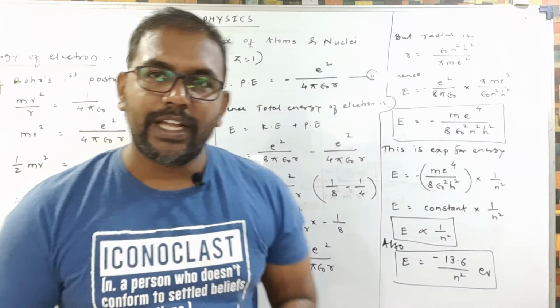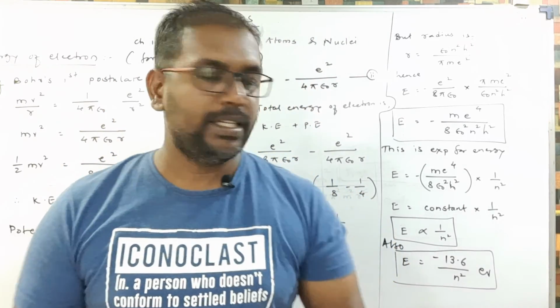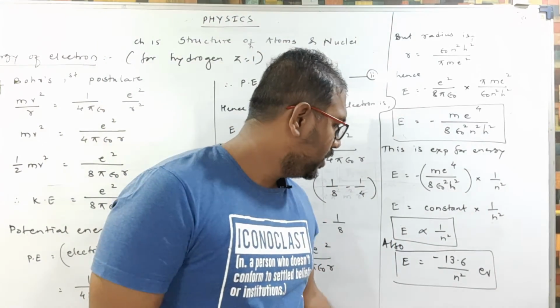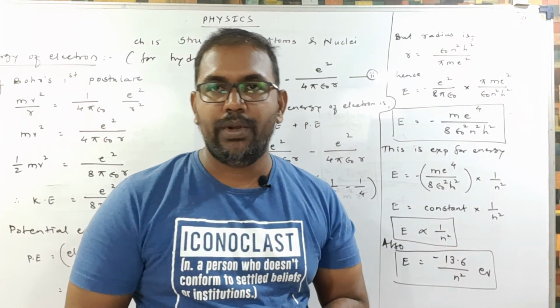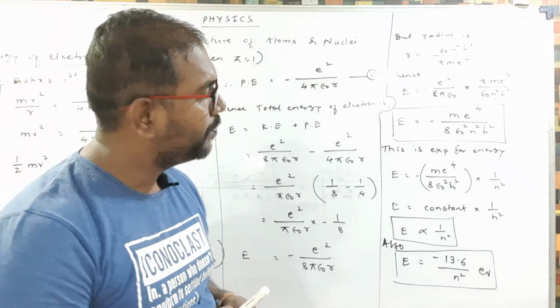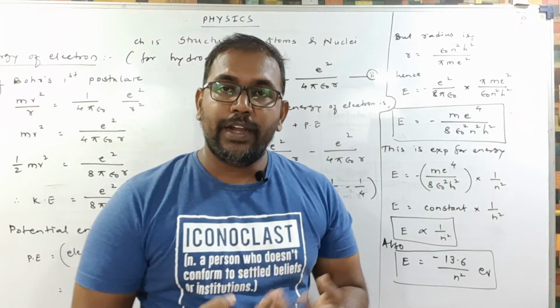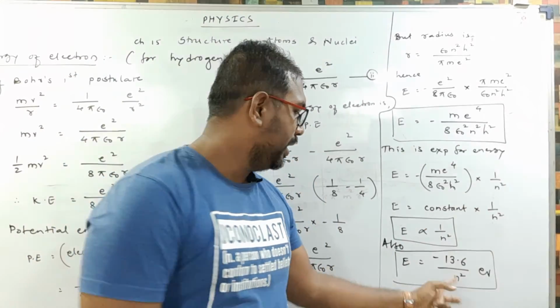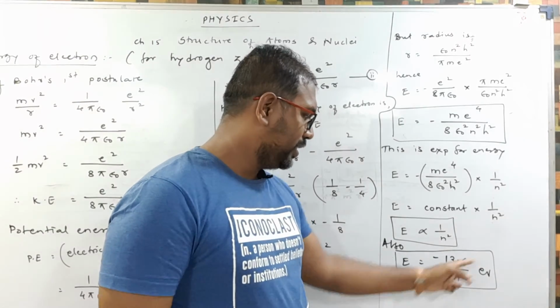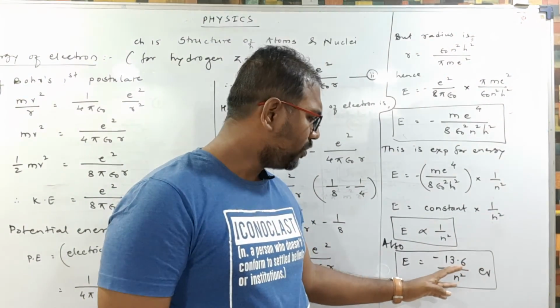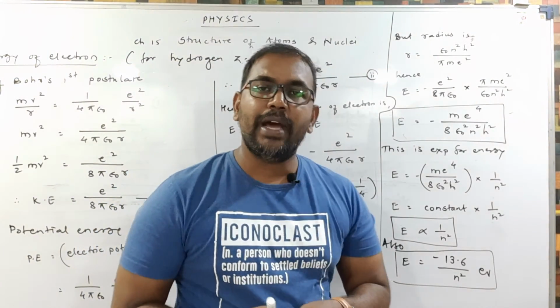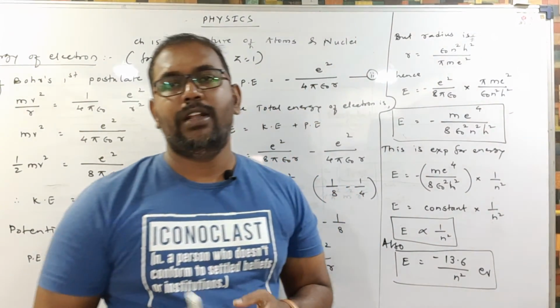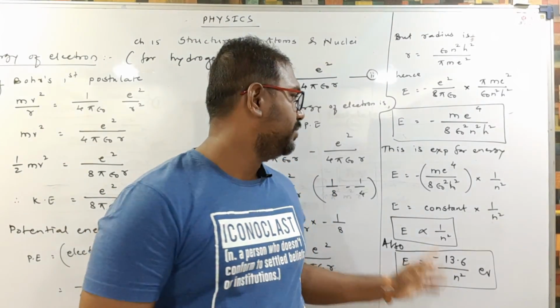If you want to find out the energy of the first orbit, substitute n is 1. So 1 square is 1, minus 13.6 electron volt is the energy of electron in the first orbit. Similarly, if you want to find out the energy of electron in the second orbit, then n is 2. So minus 13.6 divided by 2 square, which is 4, so it comes 3.4 electron volt. Similarly, you can find out the energy of electron in any orbit by using this formula.